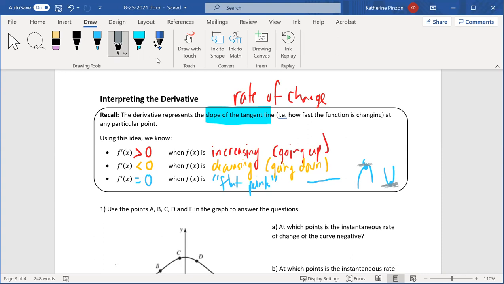Flat point? Like I said, flat point, but I don't want you to just think of it as getting flat. It doesn't have to be totally flat like this. It could just be like the top of the mountain or the bottom of a valley. That's why I put it in quotation marks. So let me say top. Yeah, this pencil is terrible. Top and bottom of hill.